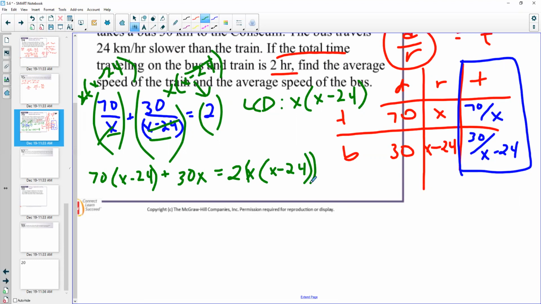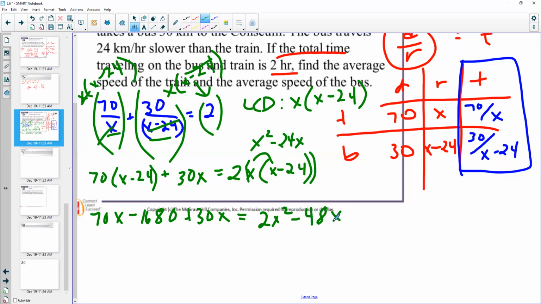All right, so now let's do the algebra part of this, right? So distribute and combine like terms. So I get 70X minus, what's 70 times 24, 1680, plus 30X. On this side, I get X squared minus 24X times 2. So it's 2X squared minus 48X.